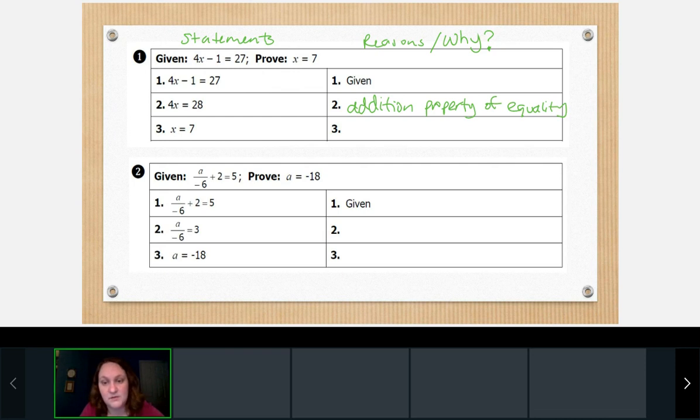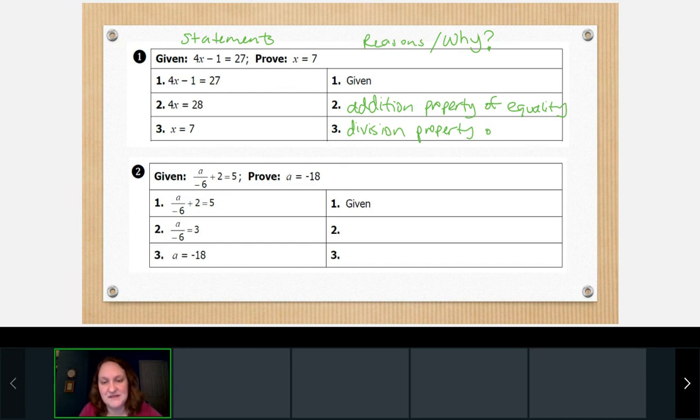Okay, so step 1, 4x minus 1 equals 27. Step 2, 4x equals 28. Why? Because of the addition property of equality. I can add 1 to both sides. Then step 3 says x equals 7. Why does x equal 7? What happened from step 2 to step 3? We divided both sides. Exactly. So that's the division property of equality.